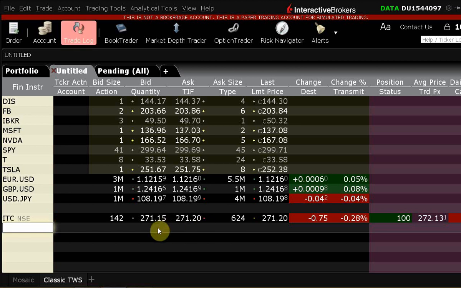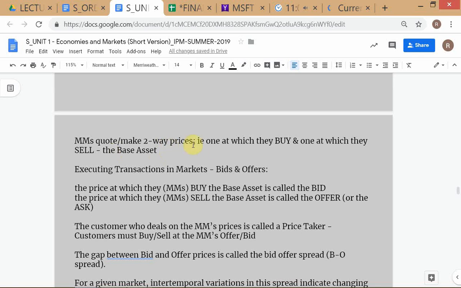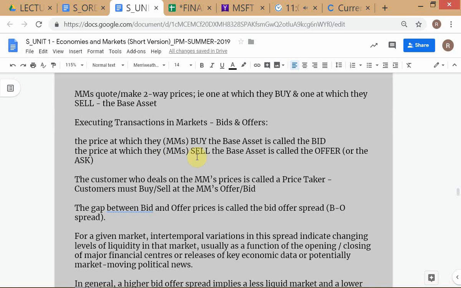Okay, so what we say here is what you see in your notes, which is essentially bids and offers. The price at which the market maker buys the base asset is the bid, because the prices are for the base asset. These are called two-way prices: one at which they buy, one at which they sell. So the price at which the market maker buys is the bid, and the price at which the market maker sells is the offer.